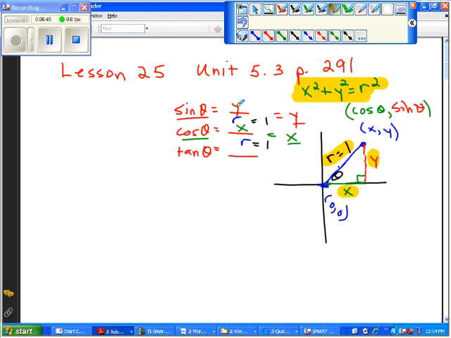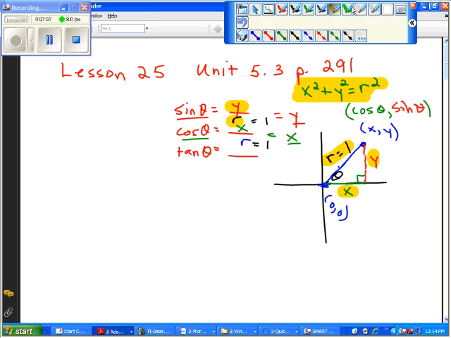Knowing that sine is leg opposite over hypotenuse, if we plug in our x, y, and r, we get that sine is y over r, which we memorize. And if the radius is 1, then it's just y, which means that sine turns into the y-coordinate of the endpoint of the radius when the radius is 1.